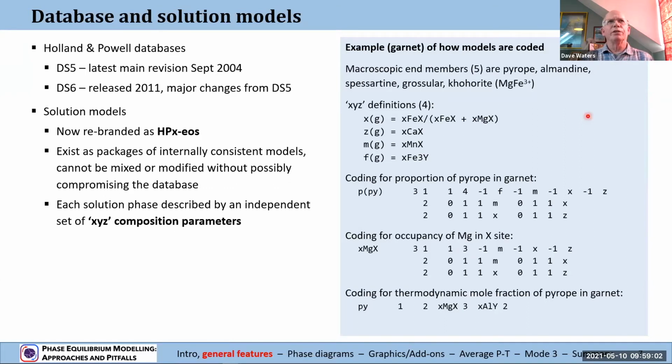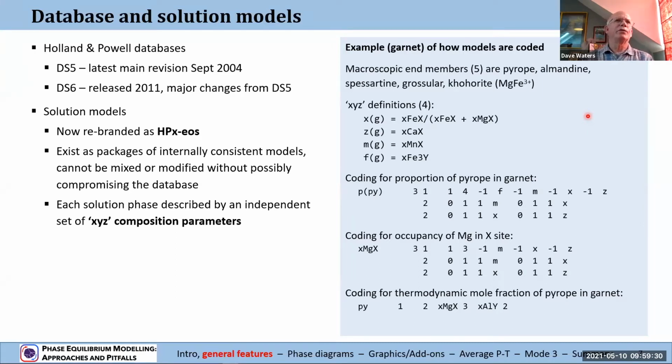The solution models are now rebranded as the HPx-eos, that's Holland and Powell composition equations of state. And they exist as packages of internally consistent models. They've been organized and rationalized to the point where you can't really mix and match anymore without possibly compromising the database. They're designed for particular rock composition types of problem.